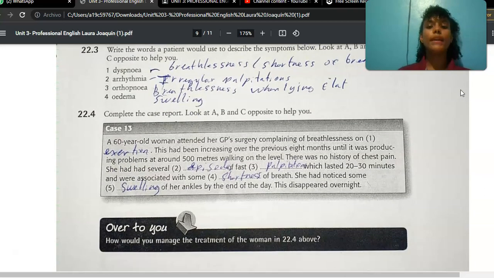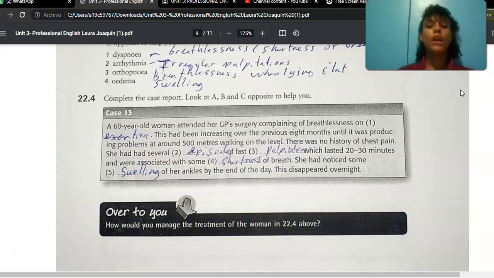Complete the case report. Look at A, B, and C opposite to help. A 60-year-old woman attended her general practitioner's surgery complaining of breathlessness on exertion. This had been increasing over the previous 8 months until it was producing problems at around 500 meters walking on the level. There was no history of chest pain. She had had several episodes of fast palpitations which lasted 20 to 30 minutes and were associated with some shortness of breath. She had noticed some swelling of her ankles. By the end of the day, they disappeared overnight.